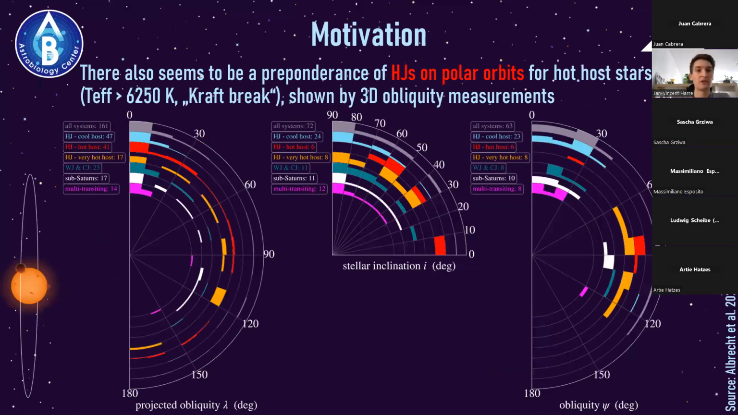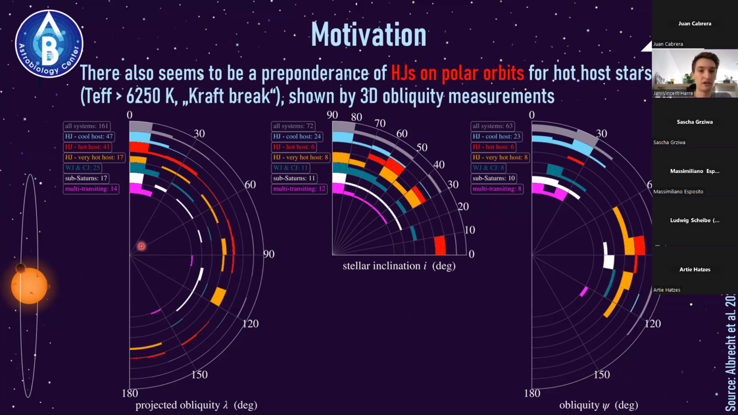Okay, so there also seems to be a preponderance of hot Jupiters on polar orbits for hot host stars, which is shown by 3D obliquity measurements. Okay, so let's have a look at this. On the left plot, we have the projected obliquities, shown similarly to the plot which we've seen before. We have the stellar inclinations in the middle and the 3D obliquities on the right.